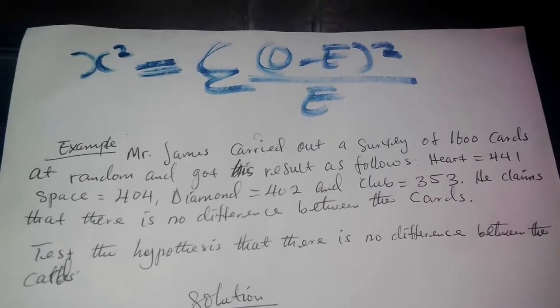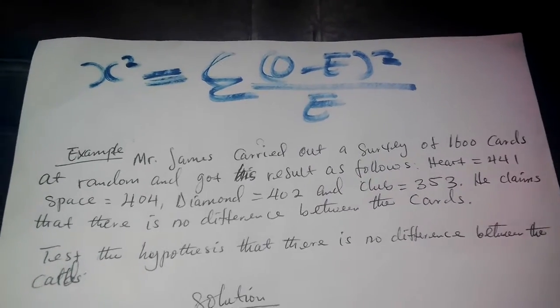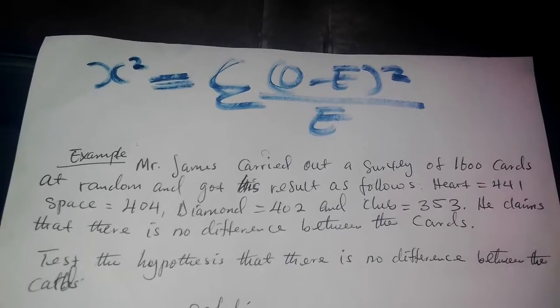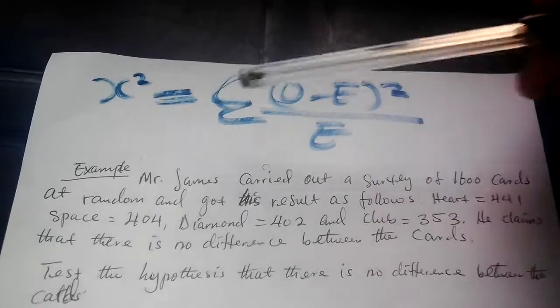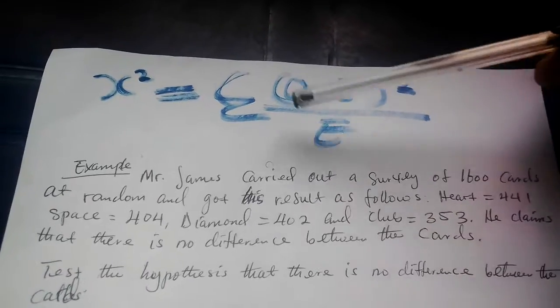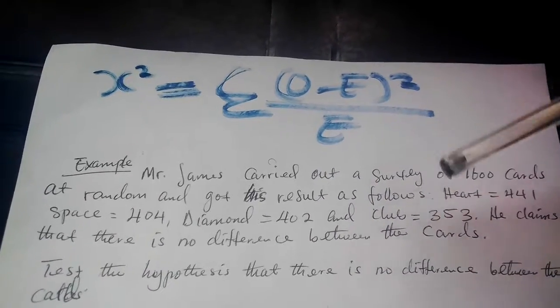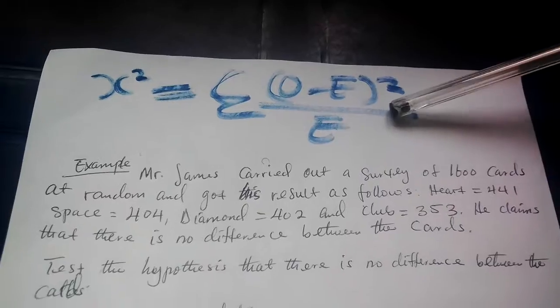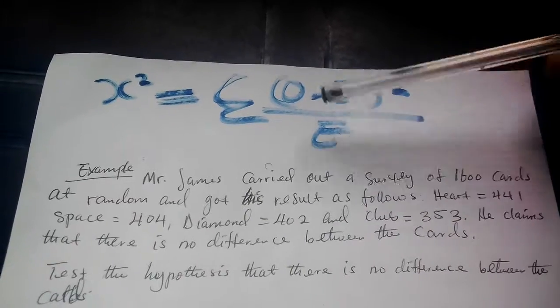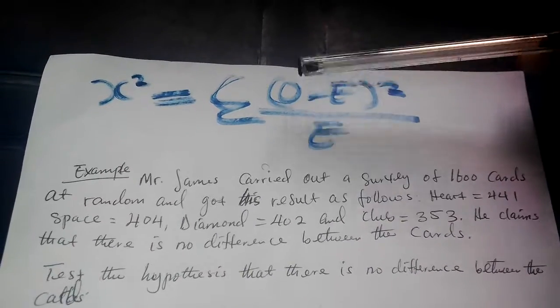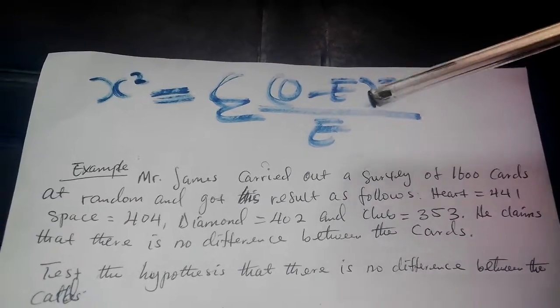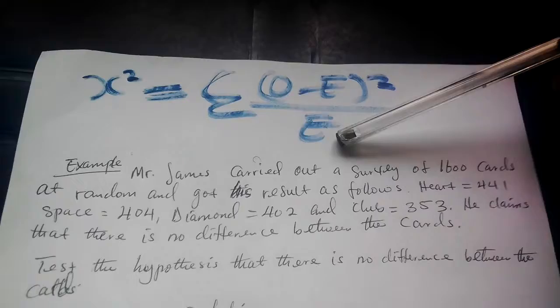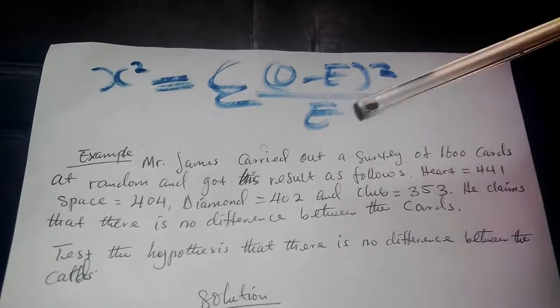Today we're going to use chi-square to test our hypothesis, and the formula for chi-square is shown here, which is the summation of observed minus expected squared, divided by the expected. When you are using a chi-square, you are just trying to test how well the observed value fits the expected value. Here is my example.